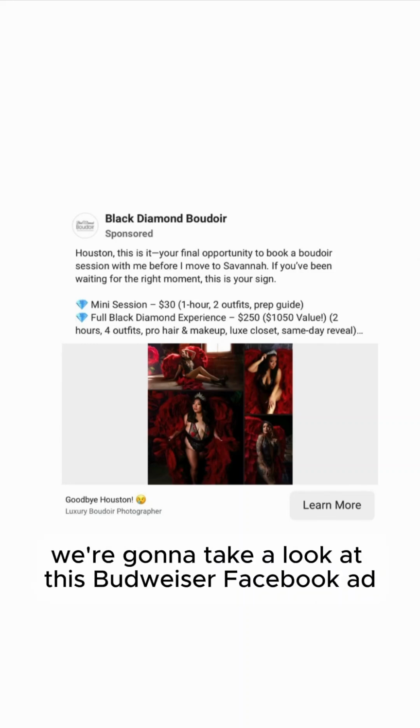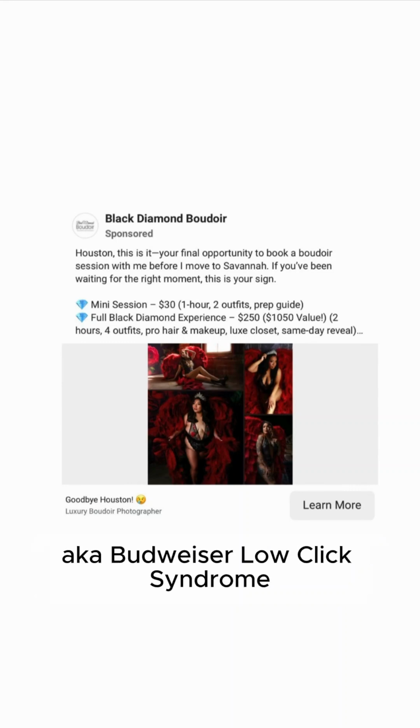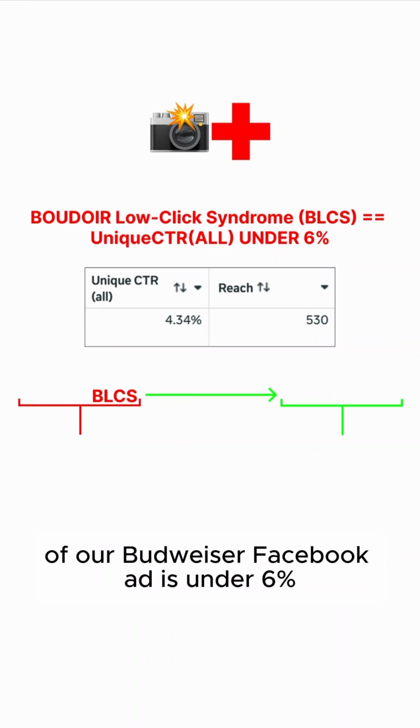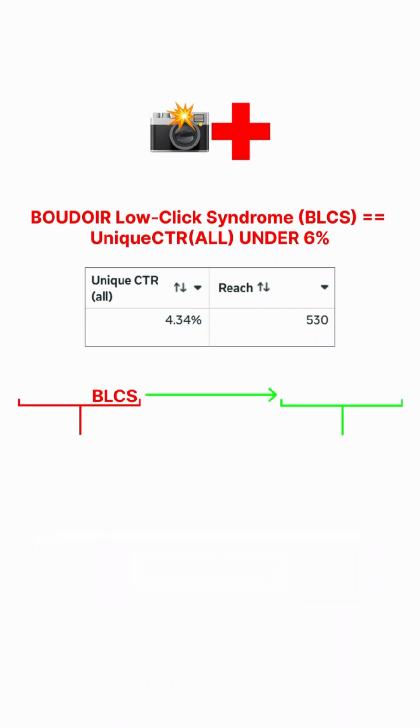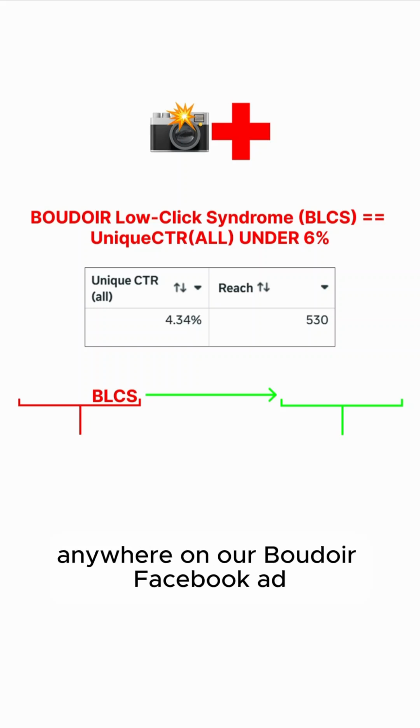All right, y'all, we're going to take a look at this Boudoir Facebook ad, diagnose it, see if we believe it has BLCS, aka Boudoir low click syndrome. So Boudoir low click syndrome is when the unique CTR of our Boudoir Facebook ad is under 6%. So basically, fewer than 6 out of 100 women are clicking anywhere on our Boudoir Facebook ad.